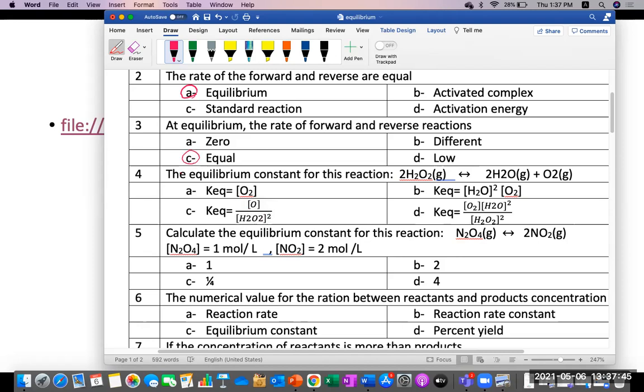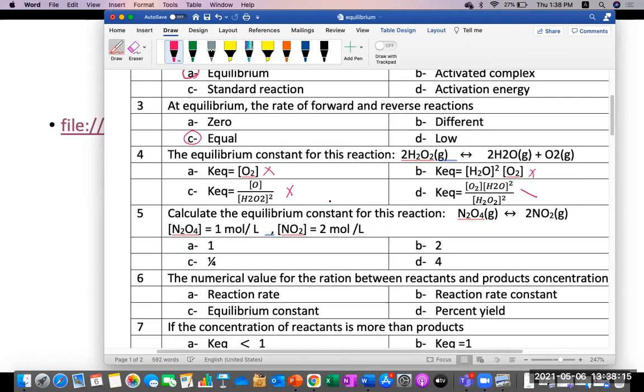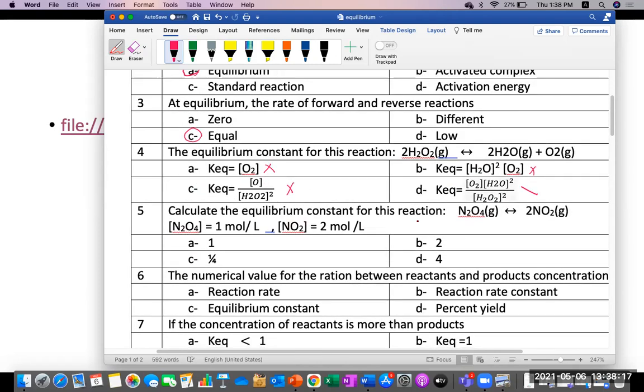Okay, let's start with this one. The equilibrium constant for this reaction: we have a reaction here and we want to write the equilibrium constant. The equilibrium constant will always be the product over the reactant. So we need to check H2O to the power of 2 times O2 over H2O2 to the power of 2. So this one is not right. Also, this one is not right. This one is not right. So it will be this one. It will be the product, which is O2 times H2O2 to the power of 2 over H2O2 to the power of 2.